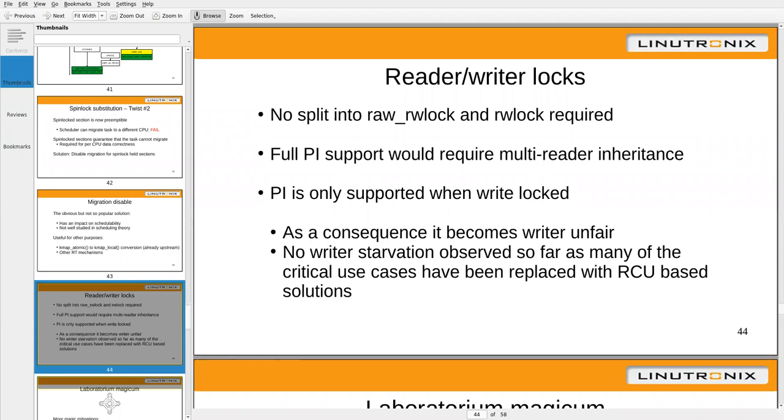We have no writer starvation observed so far, as many of the critical use cases where this was problematic before have been replaced with RCU-based solutions in mainline. So we are not that concerned about the remaining users, which are in a few places, but it's not as widespread a problem as it used to be.